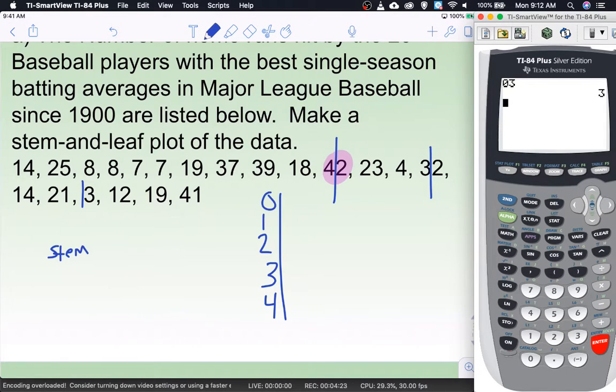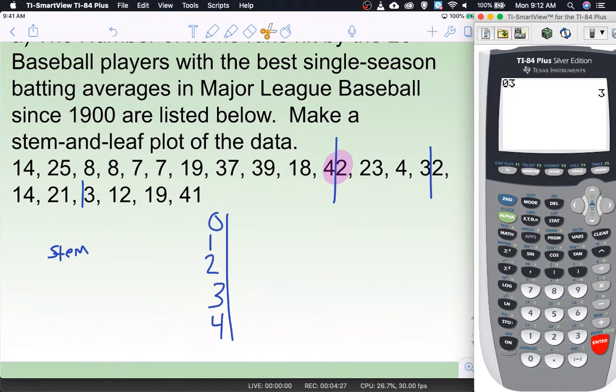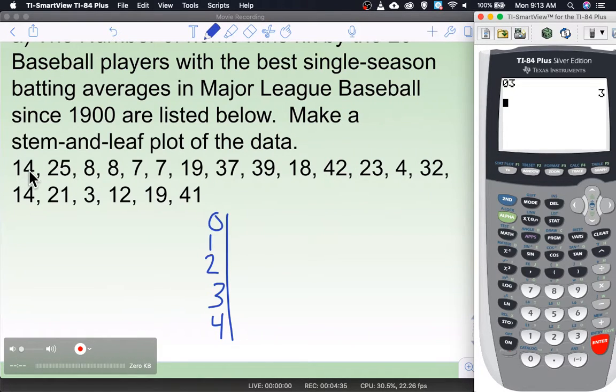Now, there's 2 different ways of making a stem and leaf plot. There's just the regular stem and leaf plot, and then there's the ordered. I'll show you both. So the regular stem and leaf plot would look kind of like this. I would just go through the numbers, 14. So here's my 1, and here's the 4. So this means 14. 25, 2, 5, 8. That'd be a 0, 8.